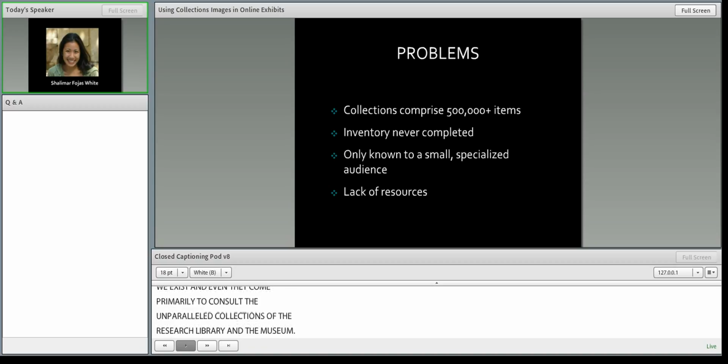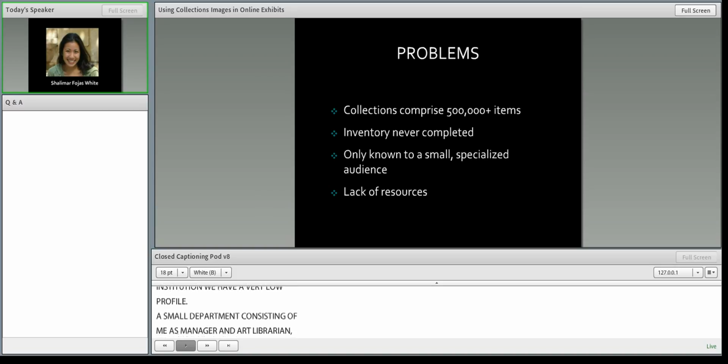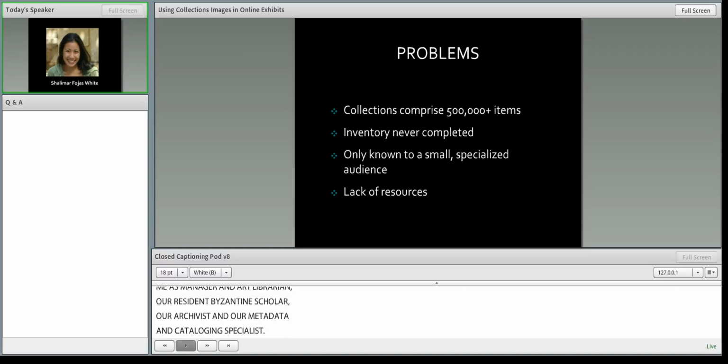A small department consisting of me as manager and art librarian, our resident Byzantine scholar, Gundar Varaniolu, our archivist, Rona Razan, and Anne-Marie Viola, our metadata and cataloging specialist. So thus, being a very small department within a small institution, we don't have a lot of resources at our disposal. To solve our problems, we had to get pretty creative in devising ways to complete the necessary inventory while still responding to the ever-present institutional imperative to digitize, digitize, digitize.